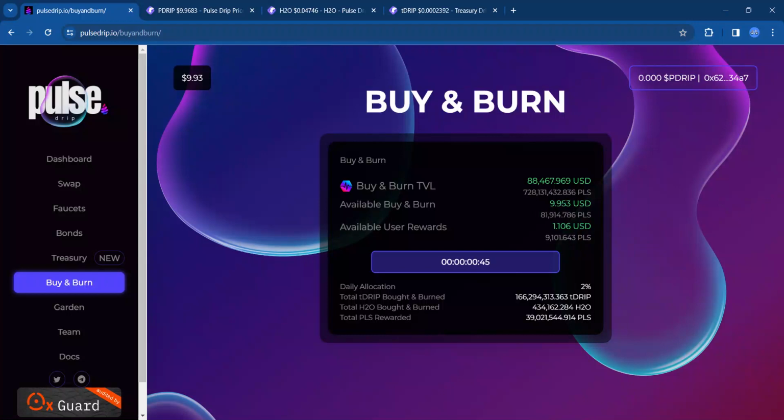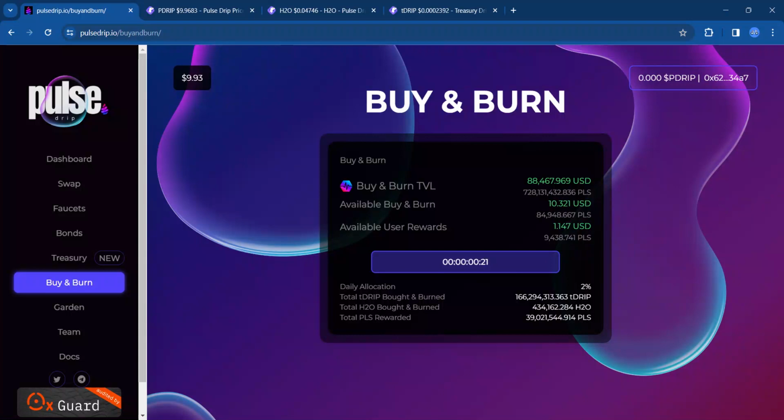So with PulseChain, it's currently sitting at $9.93. Over the last few days, it's ticked up kind of nicely. We will look at some of the charts in a minute, but first we're going to attempt to do the buy and burn to see if I can activate it in time.